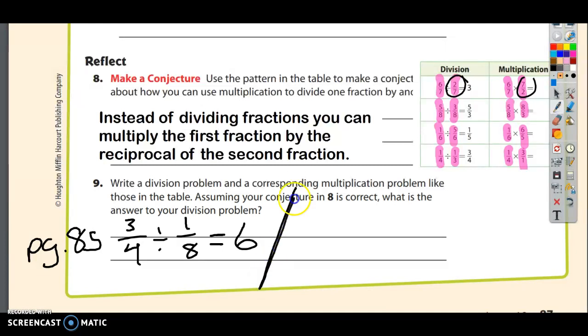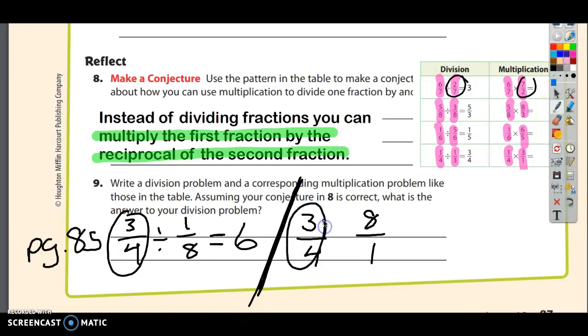So what I'm going to do is put kind of a slash. And now I'm going to do exactly what I tried to teach you a few minutes ago. We take our first fraction, 3/4, and we leave it. And we take our second fraction, 1/8, and we find its reciprocal. The reciprocal of 1/8 is 8/1. And go back up to what we just wrote right here. This is important. Instead of dividing fractions, you can multiply the first fraction by the reciprocal of the second fraction. So notice, I had 3/4, I left it at 3/4, and then I took 1/8 and I did the reciprocal, 8/1, but it's multiplication now.